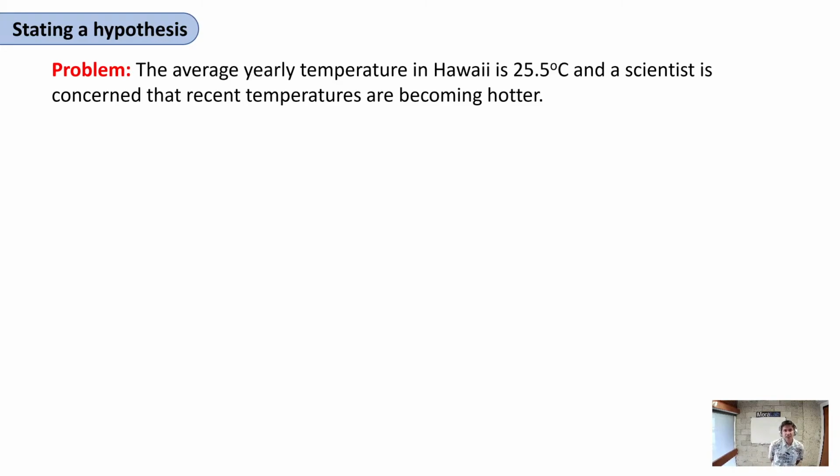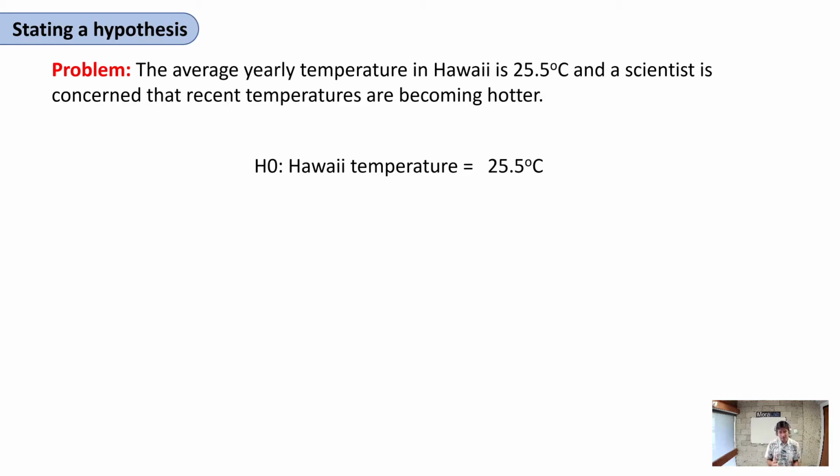The average yearly temperature in Hawaii is 25.5 degrees, and a scientist is concerned that the recent temperatures are becoming hotter. So again, if we look at the null hypothesis, which is how things normally are, from the way that the question was formulated, it should be that the temperature in Hawaii is equal to 25.5 degrees.